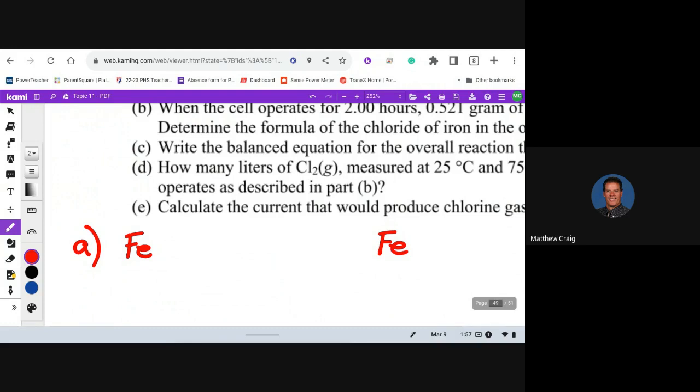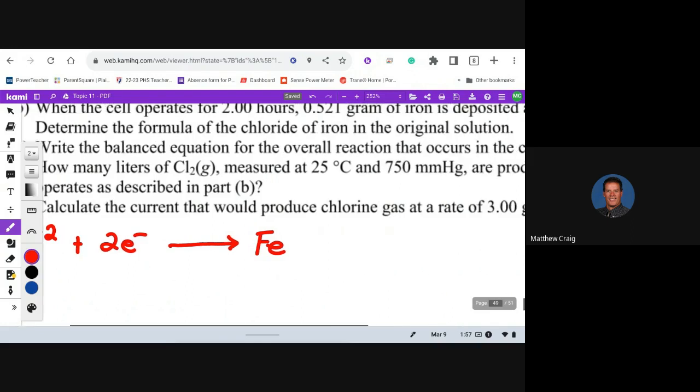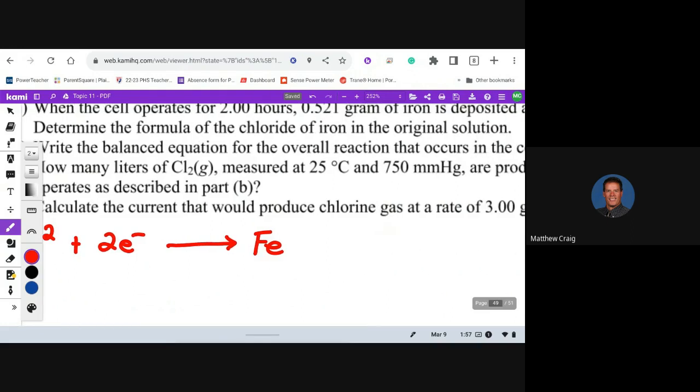So how would I write this reaction? Here, I'll give you a hint. Very good. Thank you. Okay. And what is that charge or that voltage? I lost it. Negative 0.44. Okay.